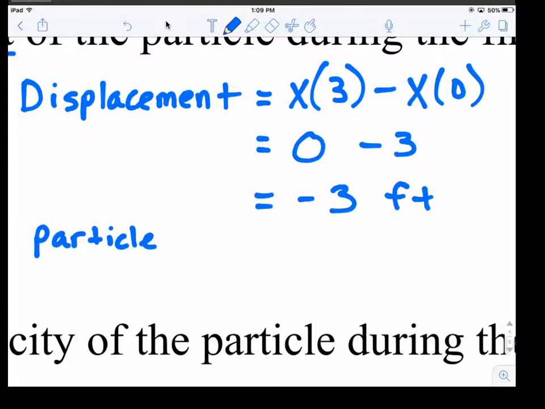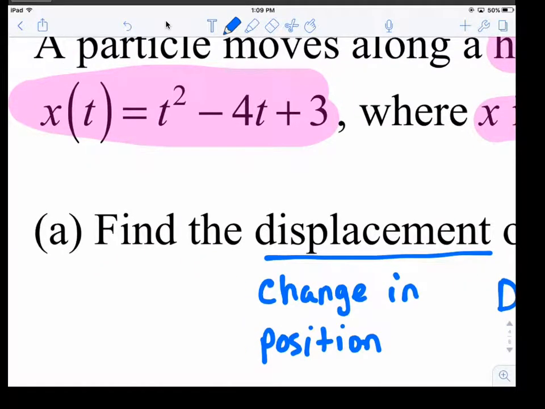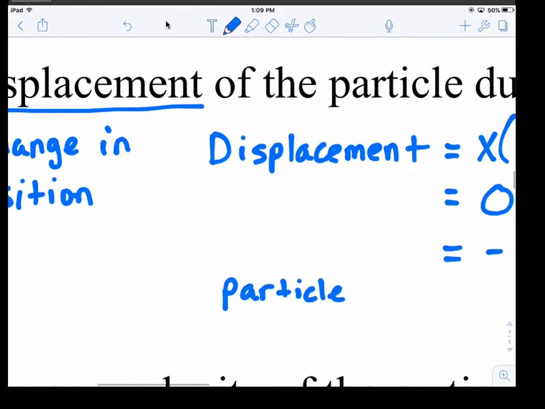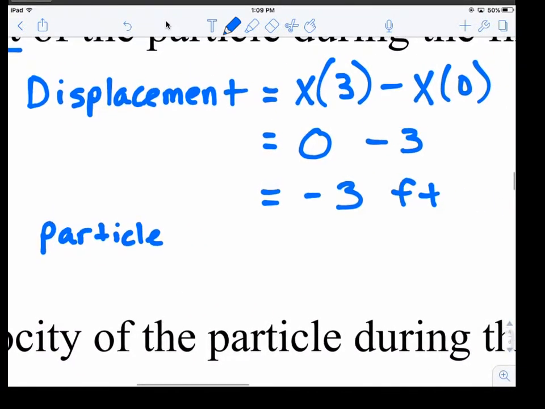So you're plugging in 3 into this function here. You're going to get an answer which is 0. Then you plug in 0, and you're going to get 3. And then you should just subtract. You can literally just use this setup, and you'll be fine. Where you stopped minus where you started. That's all. x of 3 is where it stopped, and then x of 0 is where it started.